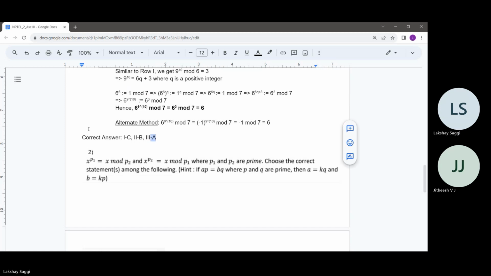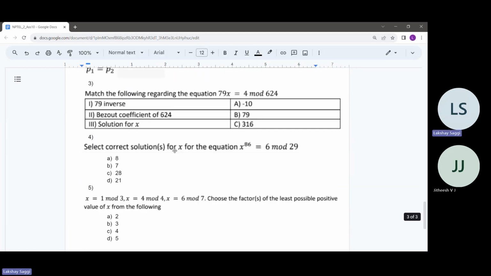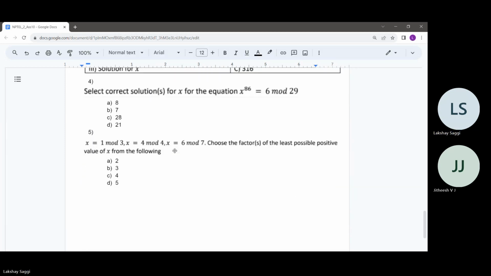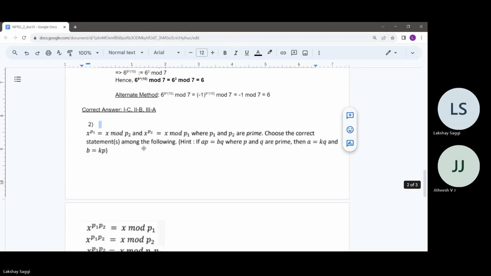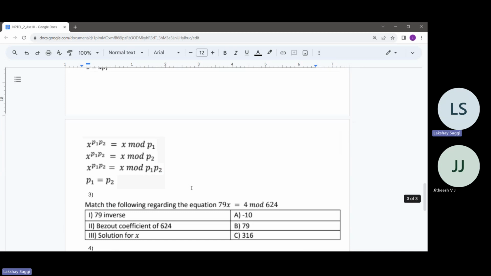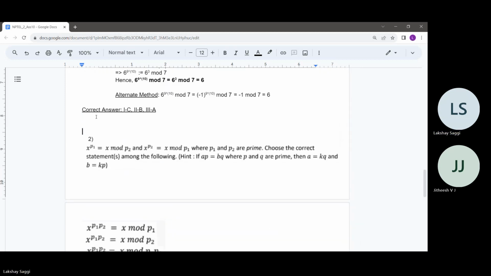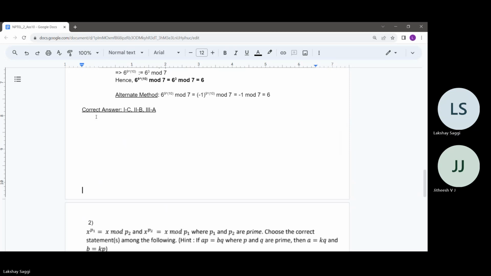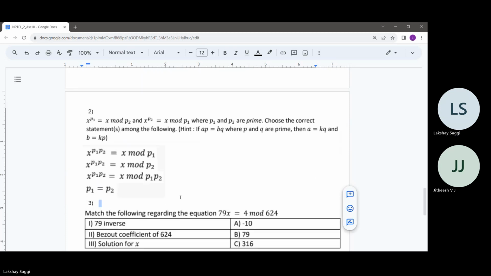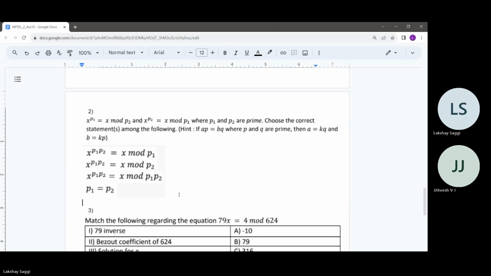So yeah, this is the correct answer. Okay. So now we come to the second question then. So maybe I'll just put the whole question on the same page.